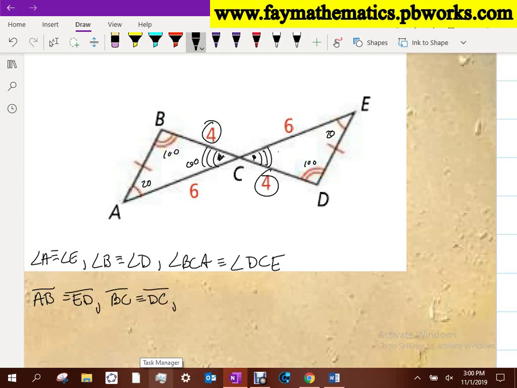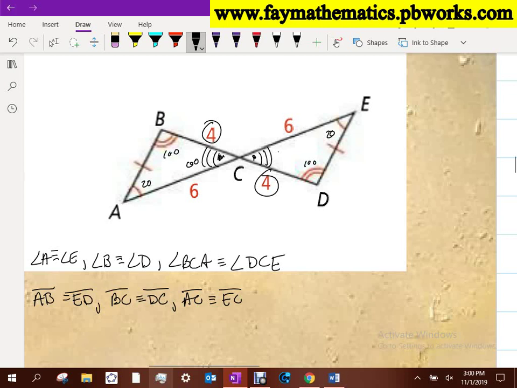And the last one would be AC congruent to EC, right? They're both 6. We show 6 congruencies there. So those shapes are congruent. Okay? Now, we need to name them. I'm going to write a congruency statement.